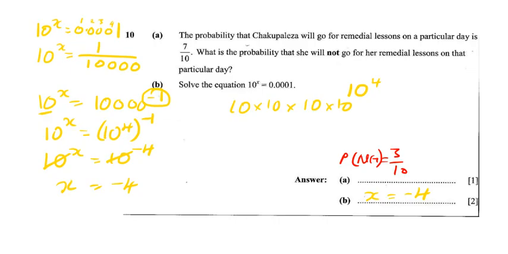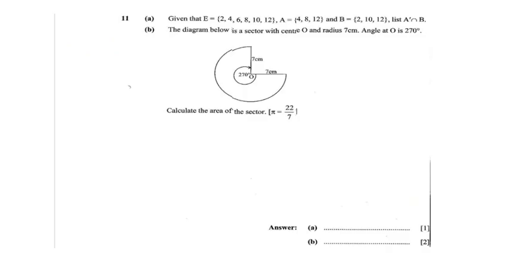So we go to the next question. Question 11, they are saying, given that E is equal to that and A is equal to that, and then B is equal to that, list A complement intersection B. So even this one, you just follow it systematically.